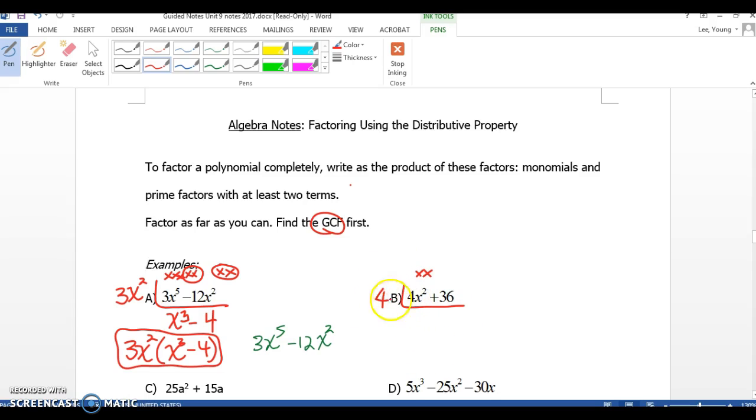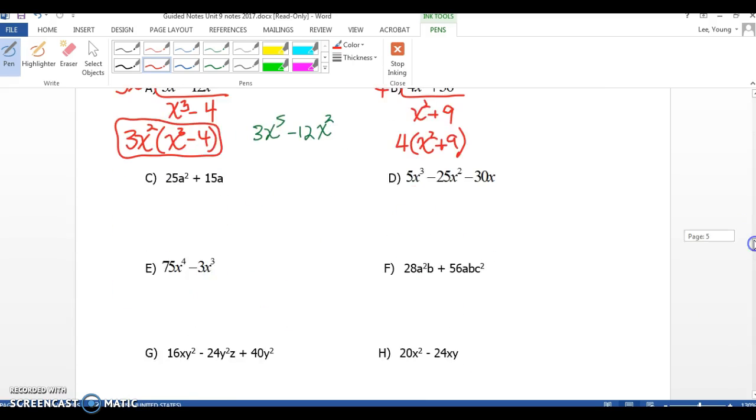Alright? So once you find the greatest common factor, all you do is divide. 4x squared divided by 4 is x squared, plus 36 divided by 4 is 9. Can we factor any more? No. That means my answer will be 4, bring down this monomial factor, with x squared plus 9 in parentheses. How easy is that?